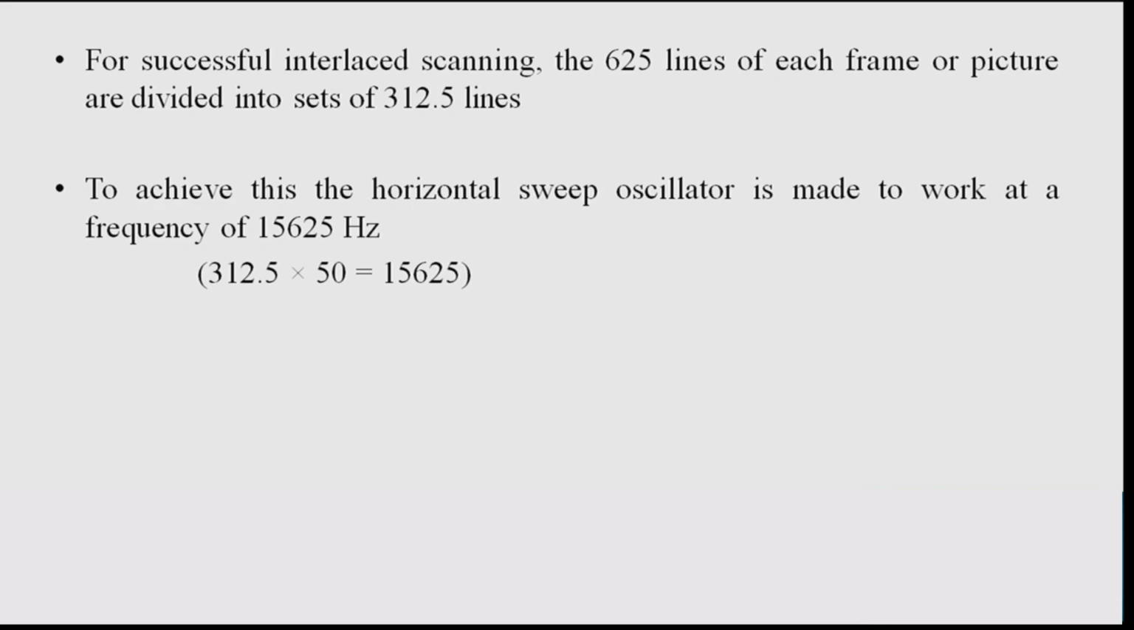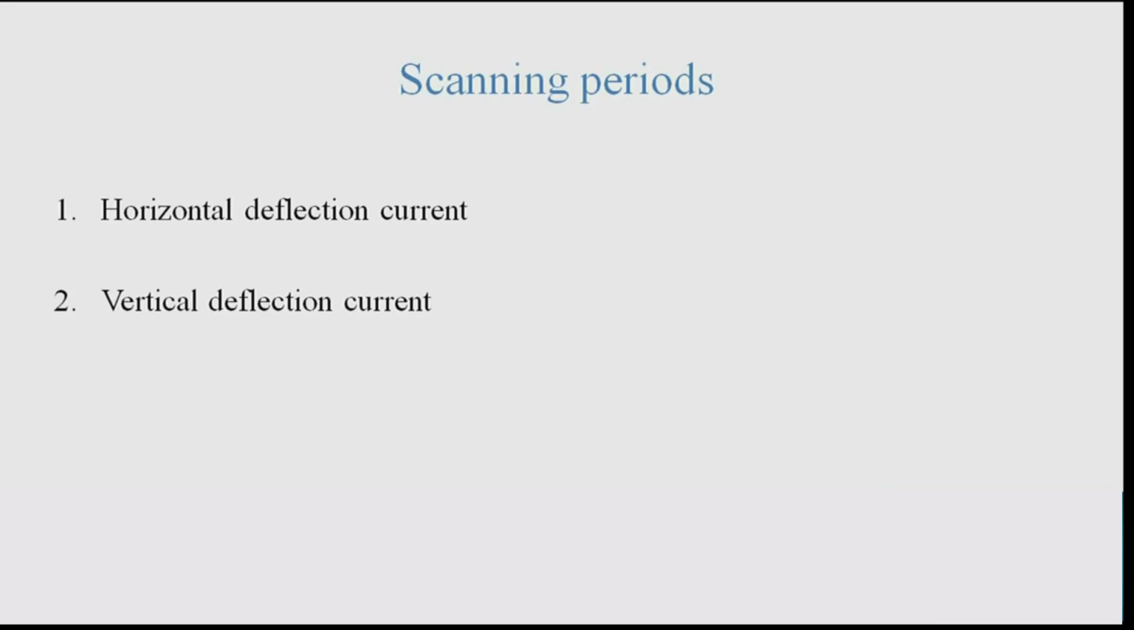That is how we calculate this: 312.5 into 50 is equal to 15,625. Now, scanning periods, the most important concept. There are two types of scanning periods. One is the horizontal deflection current and the second one is the vertical deflection current.